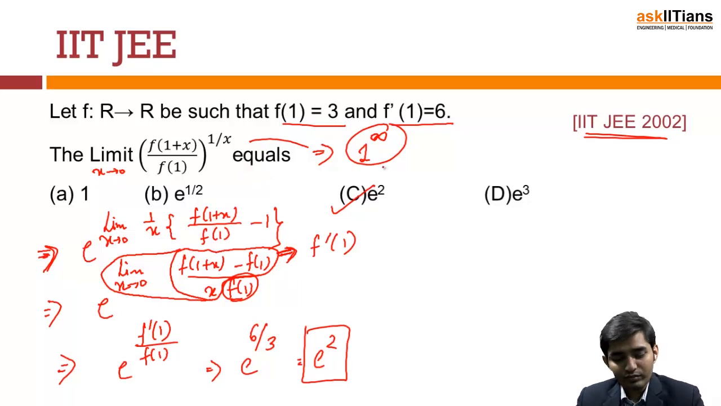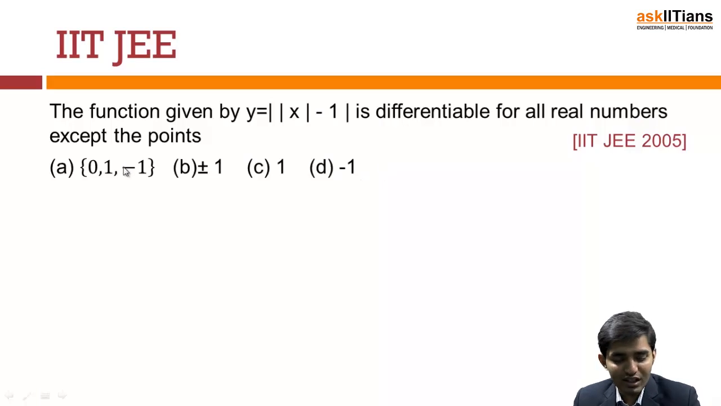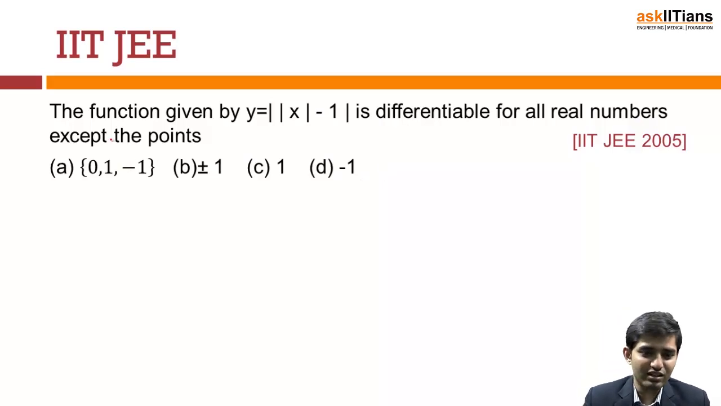Okay, let us go to the next question. Now again, this question is also very simple. It says that a function is given. This is the function which is given, mod of mod x minus 1, is differentiable for all real numbers except the points, so you have to find out where this function is non-derivable.